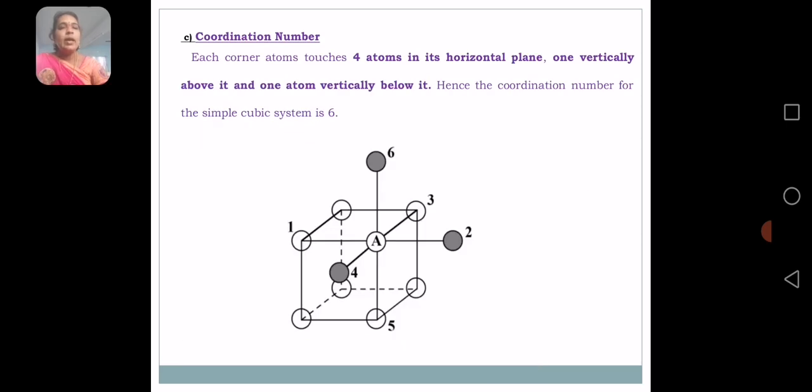Next, third point, coordination number. How to calculate the coordination number? Here we consider the corner atom, any of the corner atoms. We consider here the corner atom A. From the diagram we consider the corner atom A.